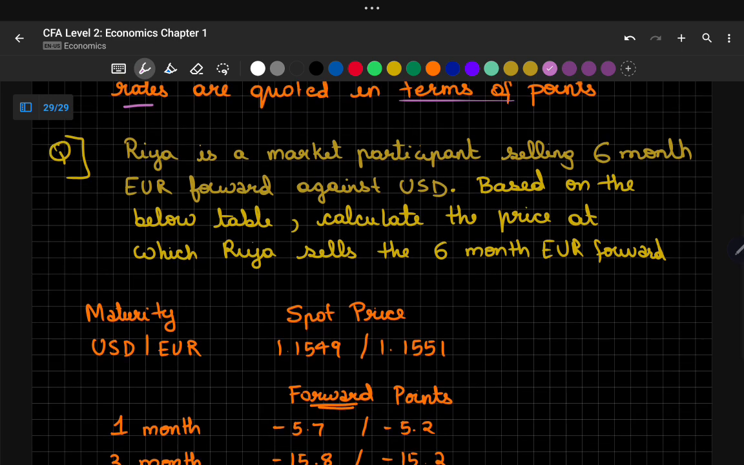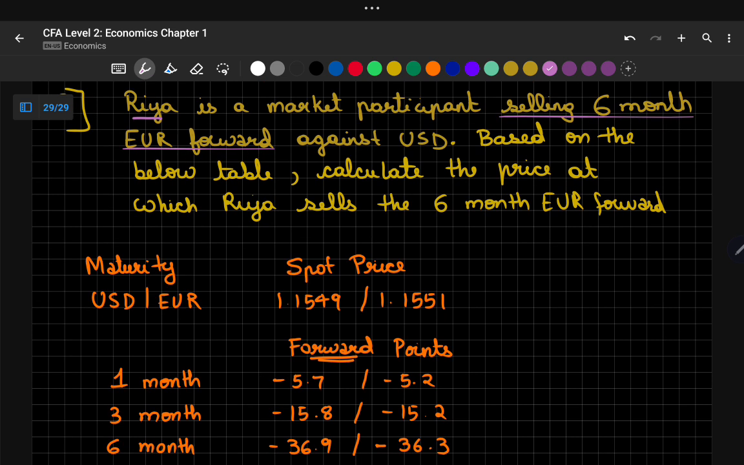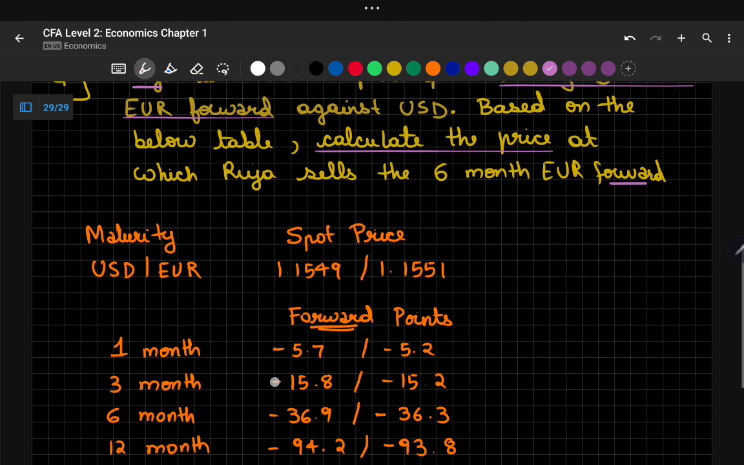In this question, they have said that Ria is a market participant selling 6-month euro forward. So Ria is selling 6-month euro forward against USD. Based on the below table, calculate the price at which Ria sells the 6-month euro forward. So we have to calculate the price for this 6-month euro forward based on the below table.